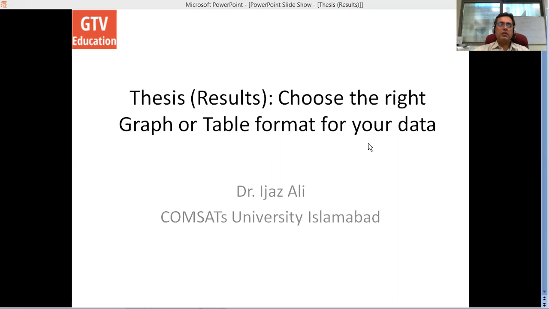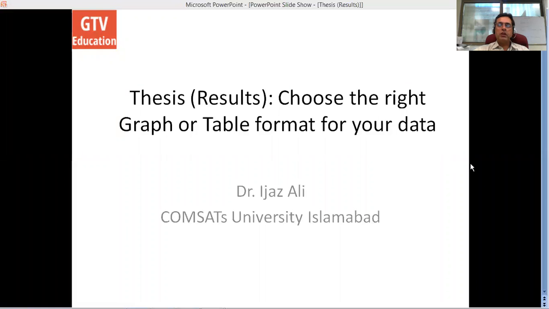So many students are not aware in what kind of situation you can choose a table for your data, and in what kind of situation you are going to present your data in the form of a graph. So here in this presentation, I will tell you all about the tables and graphs. Certain types of data can be presented in the form of a table, but not in the form of a graph. A graphical representation would not be suitable for that. So you must take great care.